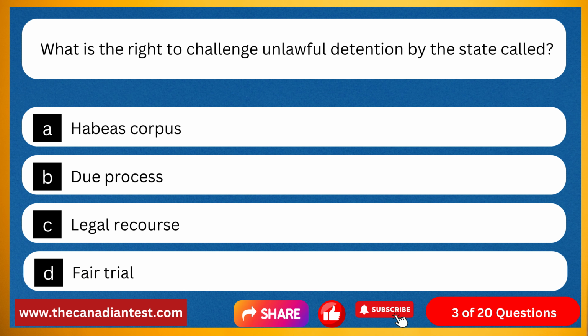Question 3. What is the right to challenge unlawful detention by the state called? Option A, habeas corpus. Option B, due process. Option C, legal recourse. Option D, fair trial.